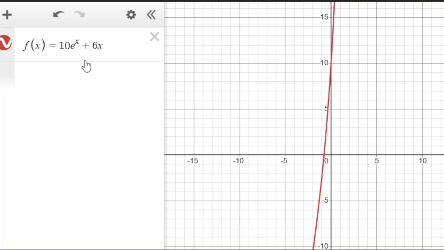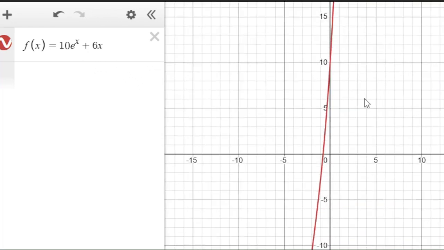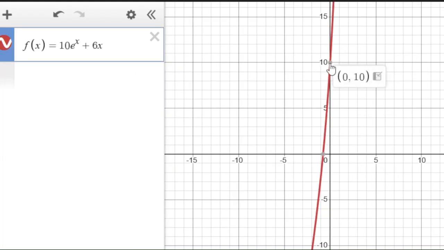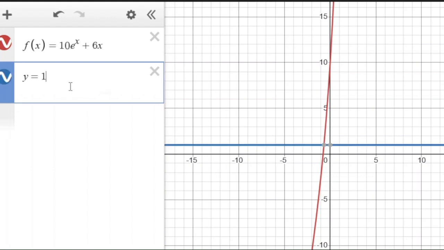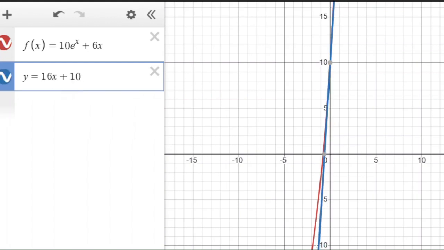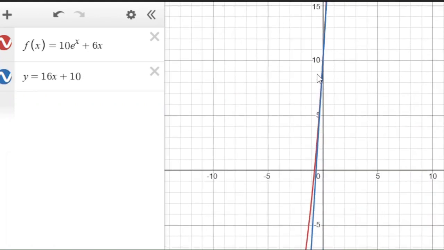In fact, I've graphed 10 e to the x plus 6x in Desmos, and it's kind of hard to see the whole graph. But notice it goes through this point 0 comma 10. And the slope there, what is the slope? Well, it turns out that the slope is 16. And notice the blue line there, the tangent line, approximates the curve there, right? This blue line here, y equals 16x plus 10, is tangent to that curve at x equals 0, right? 0 comma 10. I think the next example will be a little bit easier to see the tangent line and a little bit easier to see what's going on.